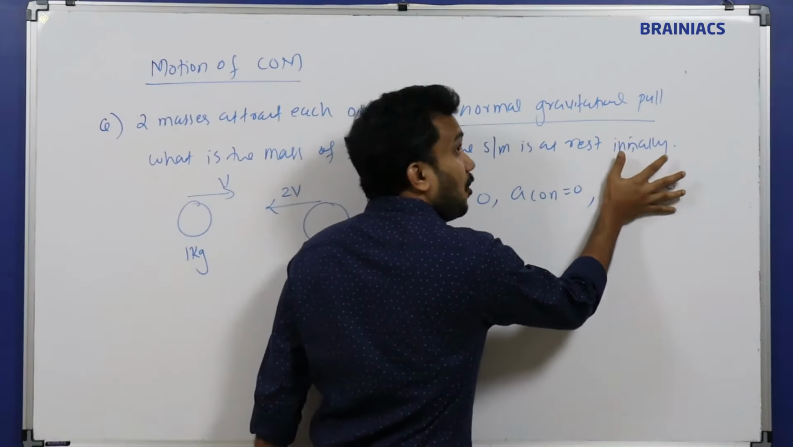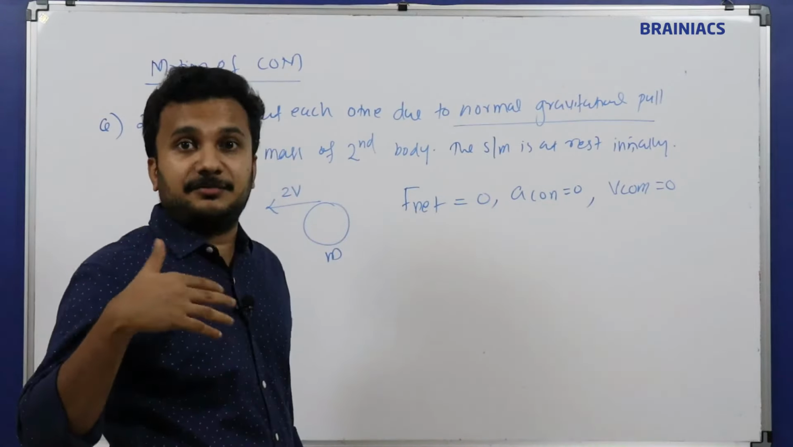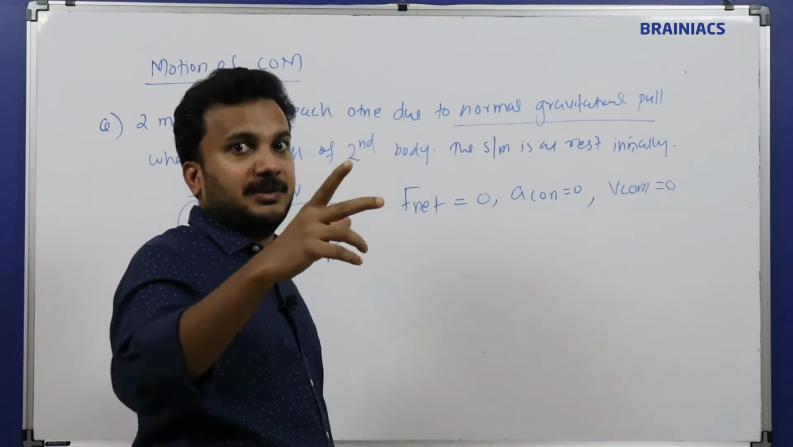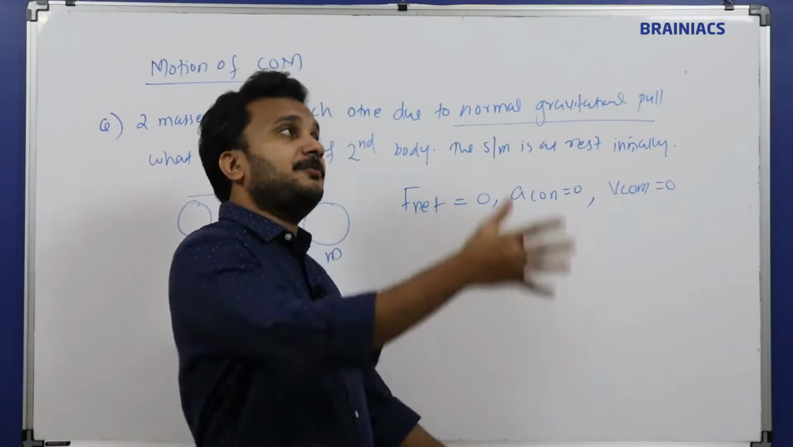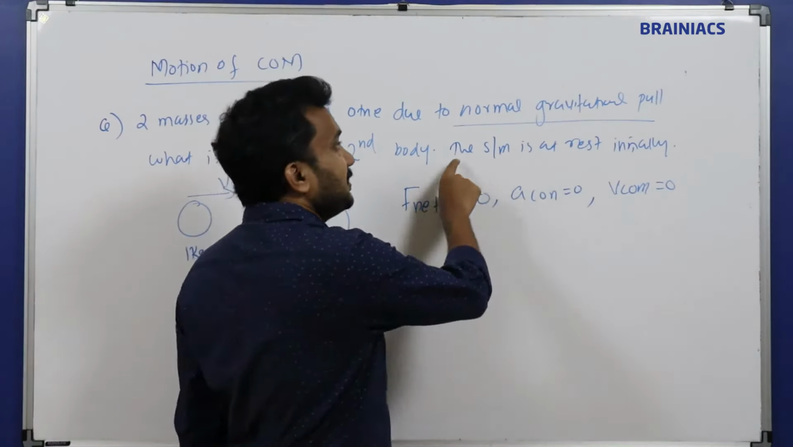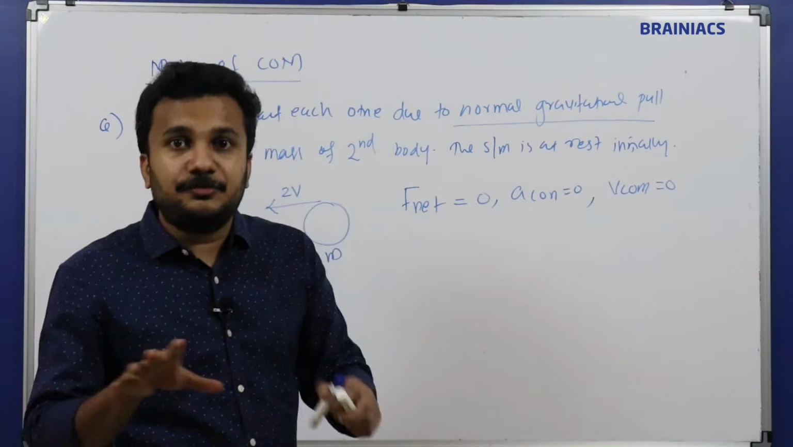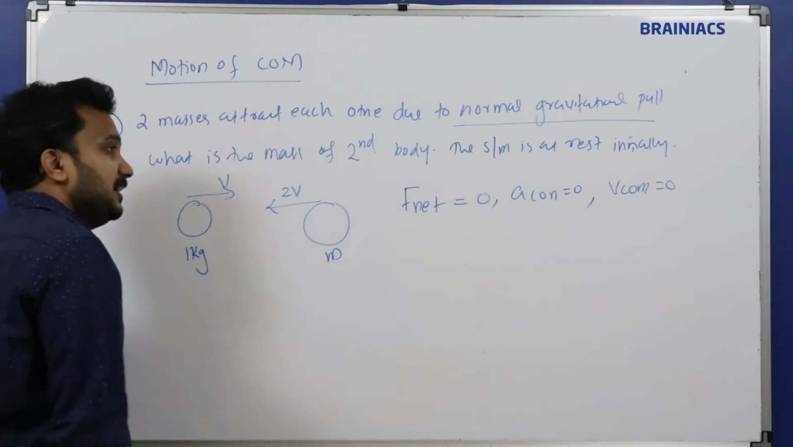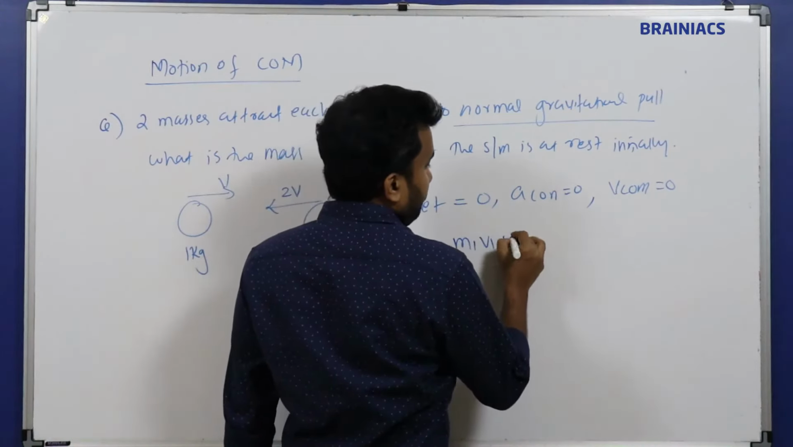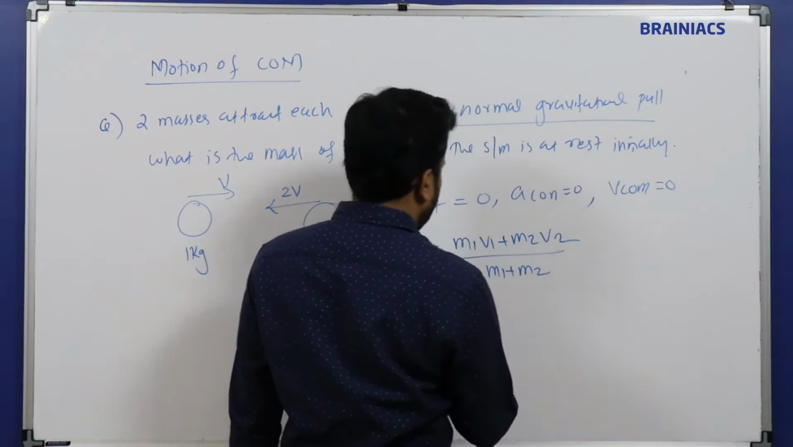There is no external force. No external force means no acceleration. Then velocity has two possibilities: either v_COM is 0, or v_COM is a constant value. As the system is at rest initially, because of the statement, v_COM is 0. Else v_COM will have a constant value. When v_COM is equal to 0, I am writing 0 equal to m1 v1 plus m2 v2 divided by m1 plus m2. I just applied the formula.